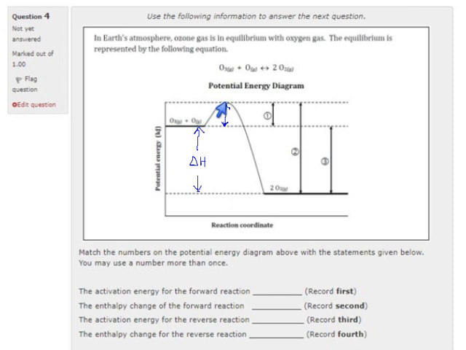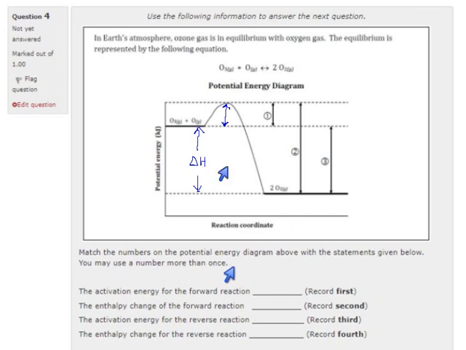by providing heat. This is just like you have a rock up here and you want to get it down to here. Before you can get the rock to roll downhill, you must get it over this initial bump. That's what we call our activation energy. So what are they asking us about this? Match the numbers on the diagram with the statements given below. You might use a number more than once.